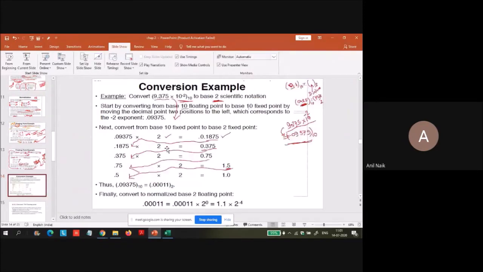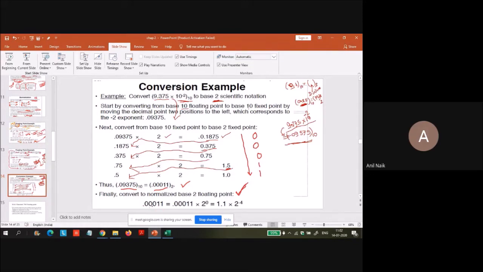So for this particular base 10 number, you have to take the bits from top to bottom. Here you will get 0, and here 1 1. So 0.0011. This is the decimal converted to binary. So now we have it in base 2 form. Now convert to normalized base 2 floating point.